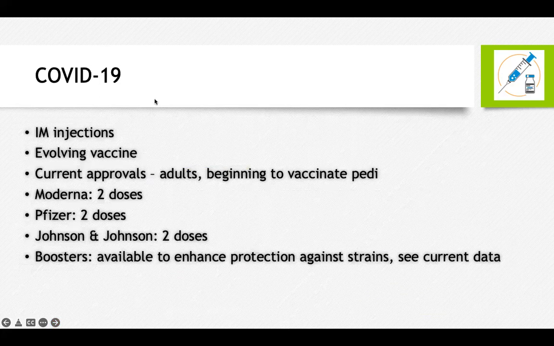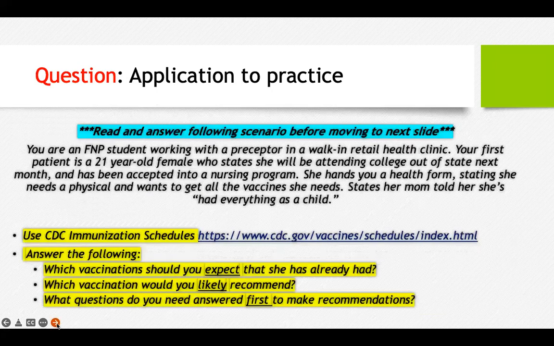COVID-19, that's our newest and most important vaccine at this point in life. They are obviously IM injections. It's an evolving vaccine. It hasn't been out that long. Moderna has 2 doses, Pfizer has 2 doses, Johnson & Johnson now also has 2 doses, and boosters are available to enhance protection against strains. So you want to keep up with that data as well, because that is consistently changing as of right now.